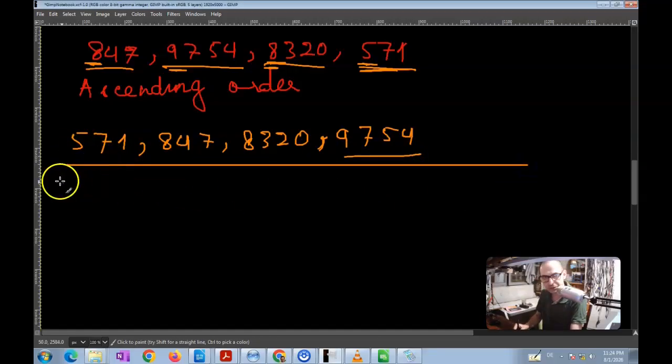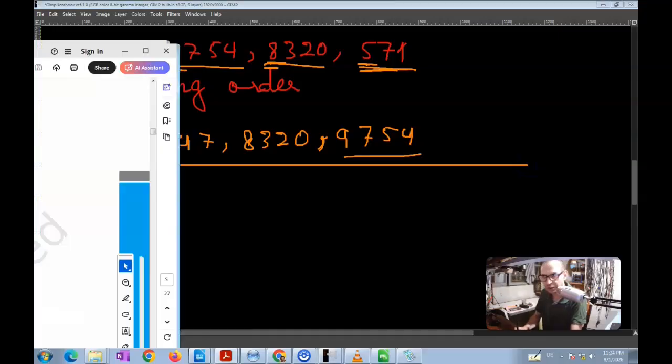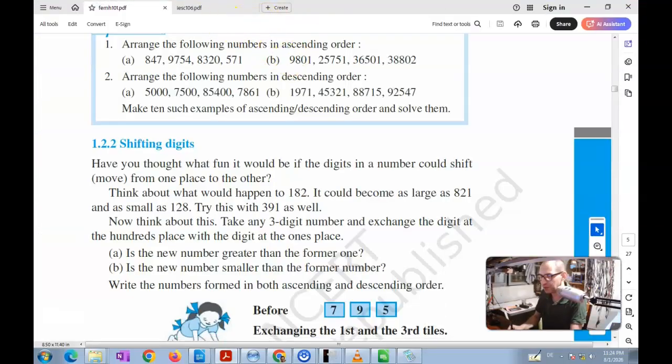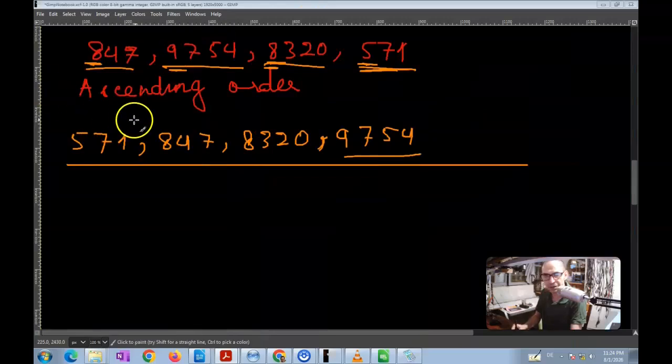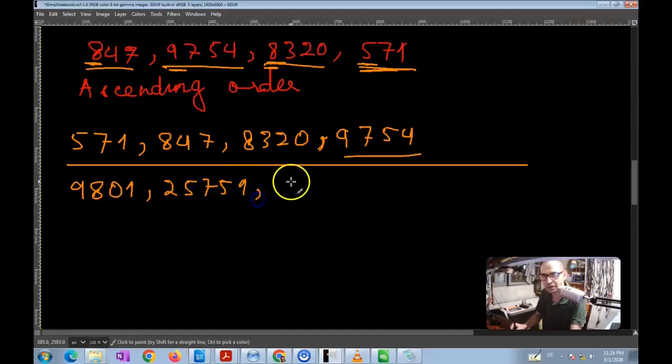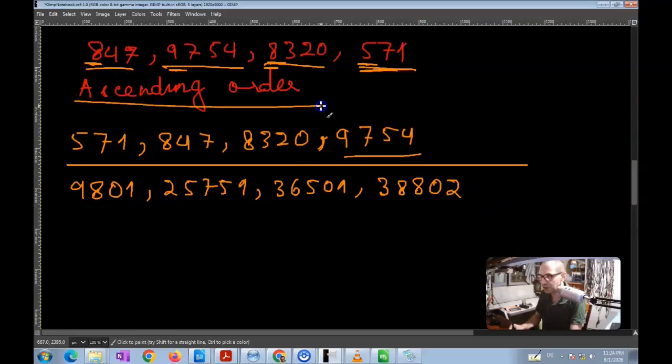Now let's say that we have these numbers over here, which is part B of this question. Let's say that we have these numbers: 9801, 25751, 36501 and 38802. And we want to write these numbers again in ascending order.